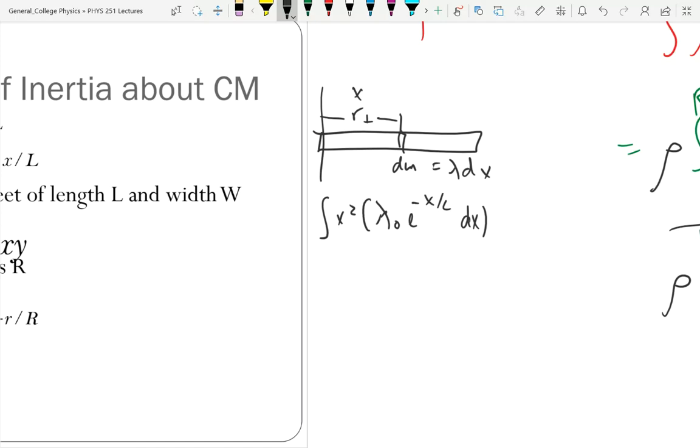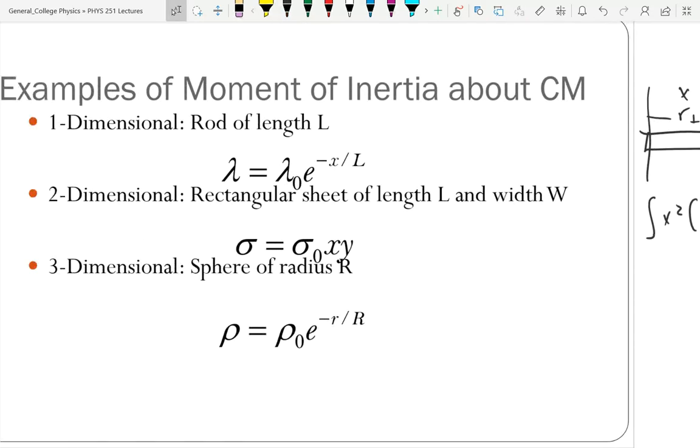Once again, I'm just not going to give you that integral because I don't expect you to be able to just do that one off the top of your head. I could give you something like the lambda is equal to x times lambda 0, something like that. Just not going to give you something that's more complicated.